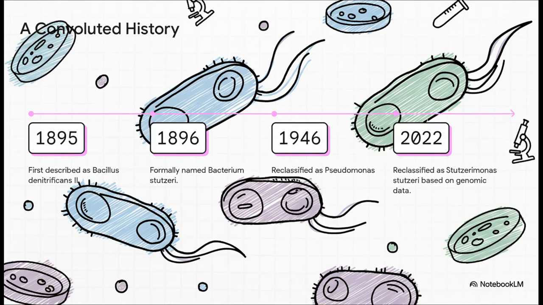Just look at this history. It has been all over the place. It started as a bacillus way back in 1895, then spent most of the modern era as a Pseudomonas. But the really big change, the one that matters to us now, happened in 2022. That's when whole genome sequencing gave us the proof we needed. It showed the Pseudomonas stutzeri was just too genetically different from the main Pseudomonas group to stay there, so it got its own genus, Stutzerimonas.